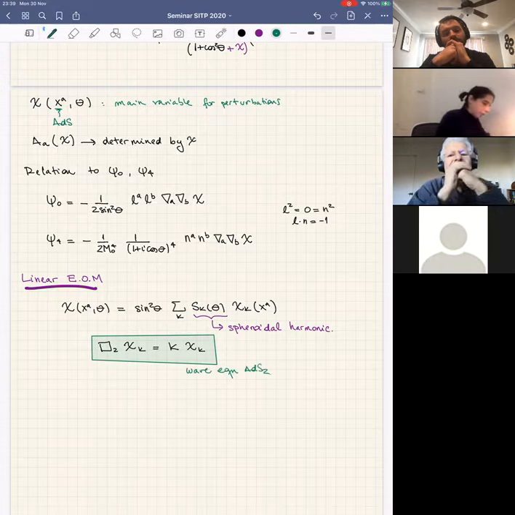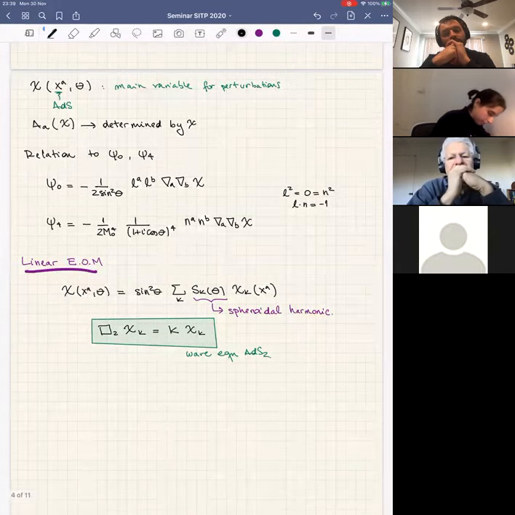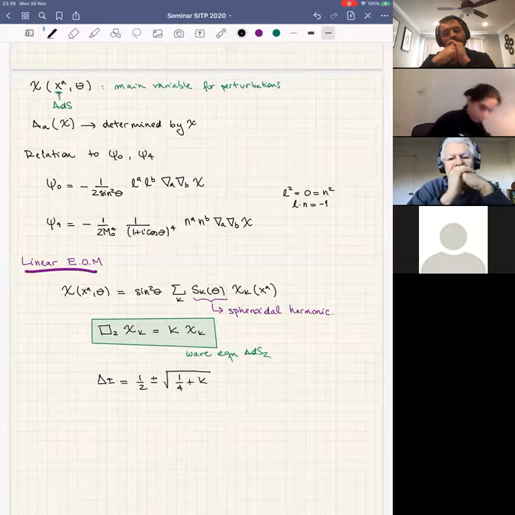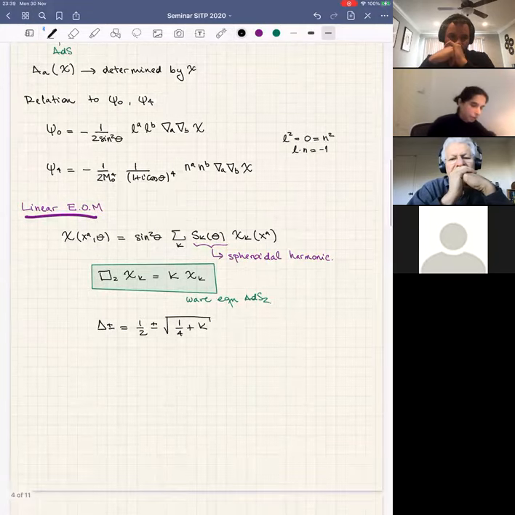Okay, and from here you can read off what the conformal dimensions of these fields are. So the two roots that you get, so it's a massive field. And this is the answer, okay? And there's a BF bound for the minimum value of K. Okay, very good. So that's what you get.